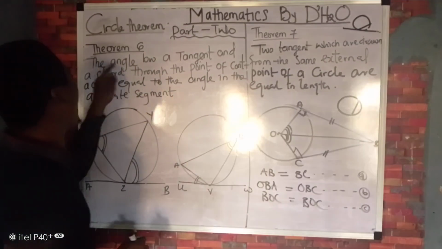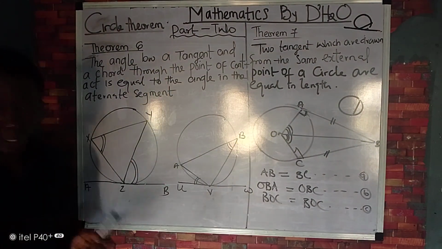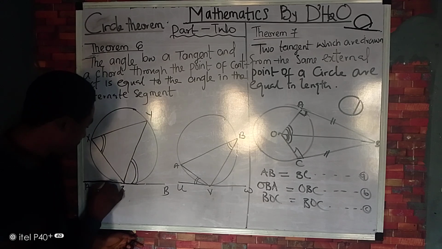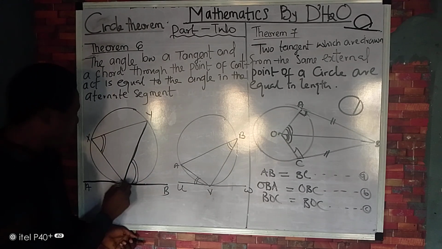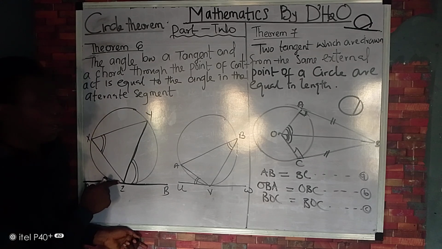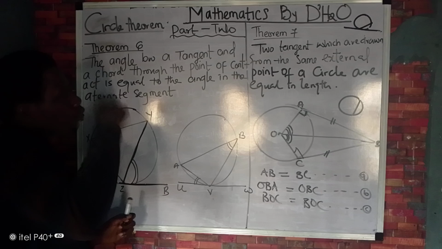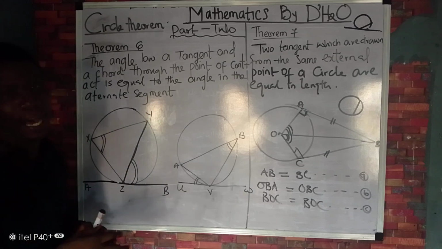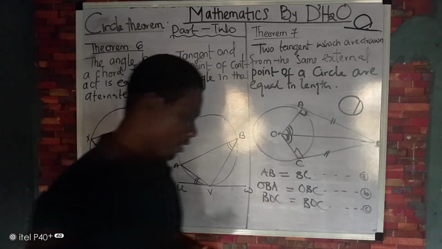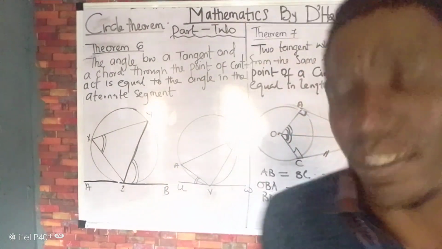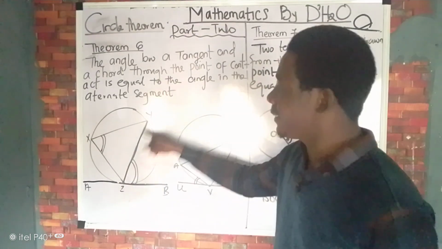Okay? They said the angle between a tangent and a chord, which is what you are seeing. This is a tangent and this is a chord. This is also a chord either. Are we together? The angle between a tangent and a chord through a point of contact is equal to the angle in the alternate segment. Wow. What does this one mean? Very easy. This is a tangent and this is a chord.